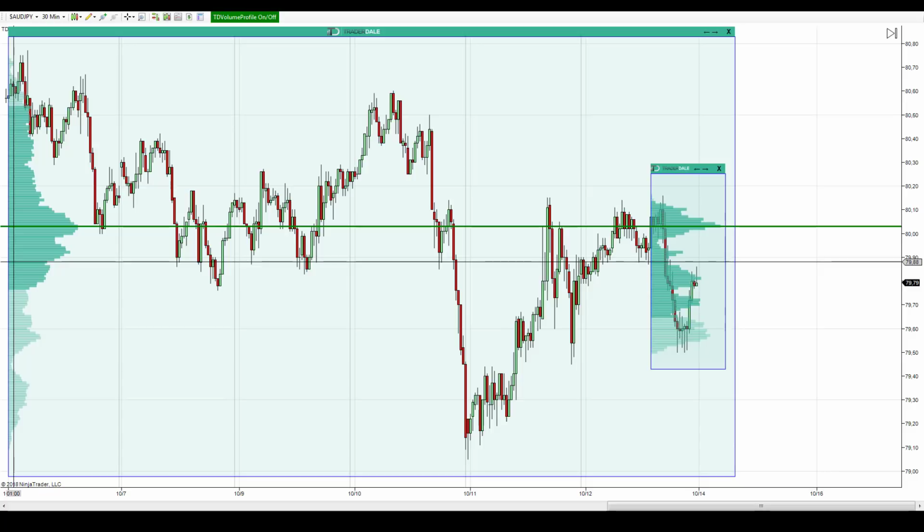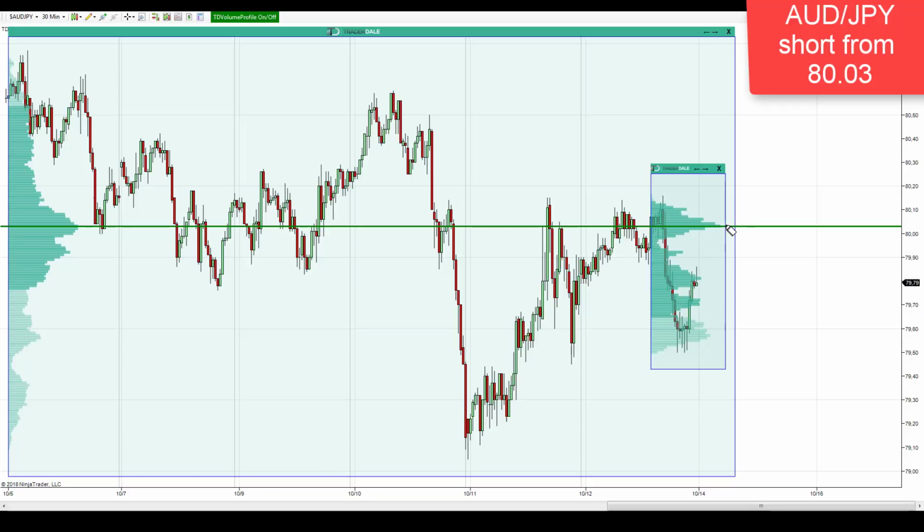Let's start with the intraday trades and let's start with Australian dollar Japanese yen. There's one new short which I'd like to take. The short is right there and it is based on volume accumulation setup. There were heavy volumes accumulated in this rotation before the start of this strong and aggressive selling activity.